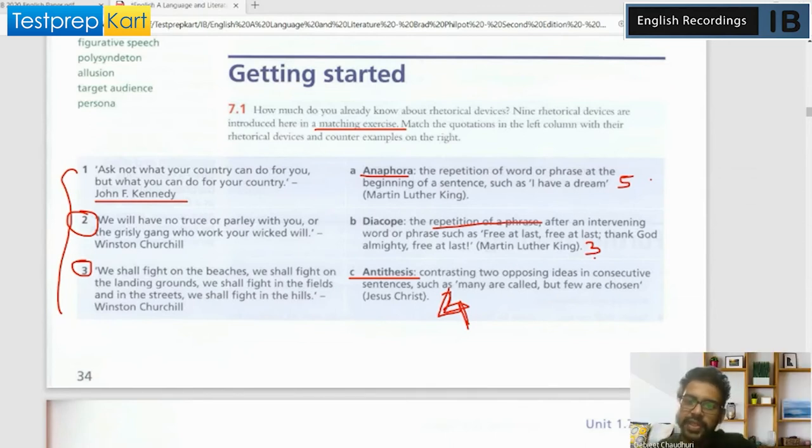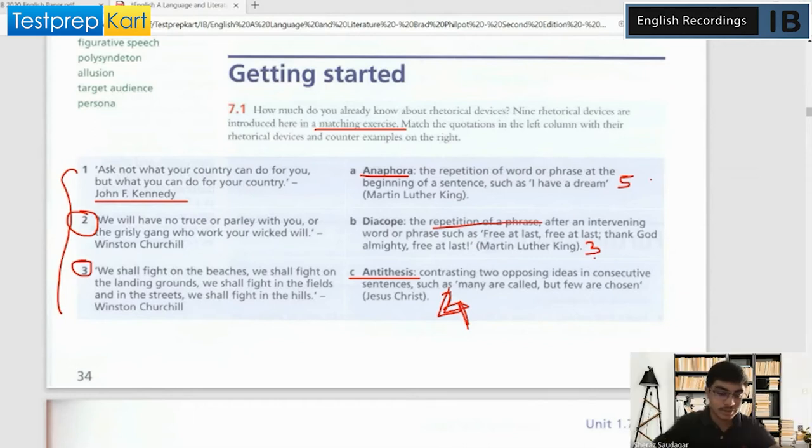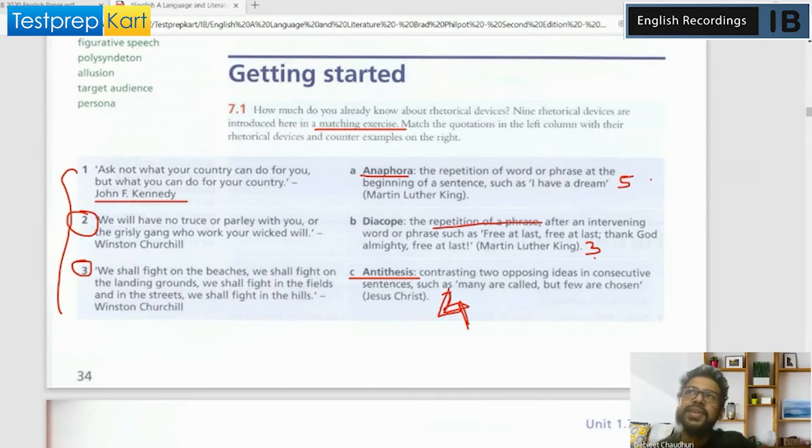Diacopa: the repetition of a phrase after an intervening word or phrase, such as free at last, thank God Almighty, free at last. So give an example of a diacopa. What do you think? I remember when I was in Egypt, once people got out of the tomb, they said, oh, finally, at last we're done, or they say, what a workout. Okay, fine. So that is just one part. You're just talking about the free at last bit. Okay, the last bit.